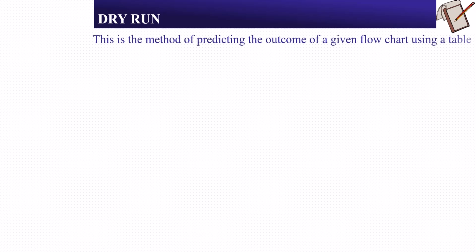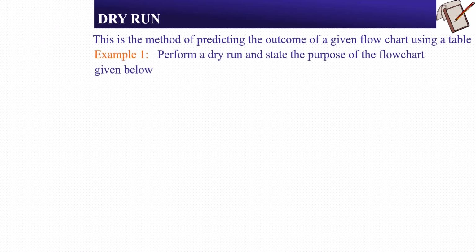So here we're starting with how to perform a dry run. And a dry run is the method of predicting the outcome of a given flowchart using a table. And here we have our first example, which says, perform a dry run and state the purpose of the flowchart given below. So here we have our flowchart, and as I told you, a flowchart must be initialized.